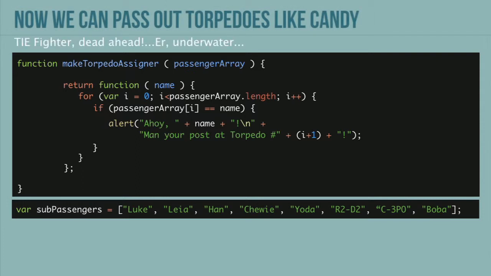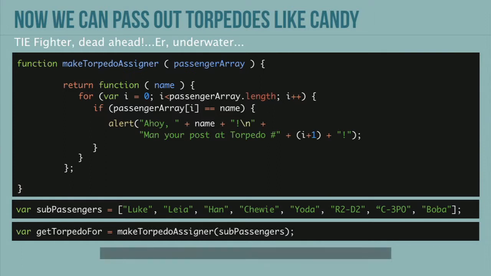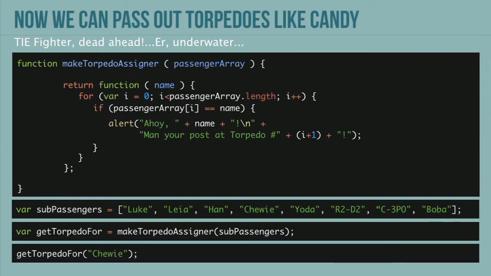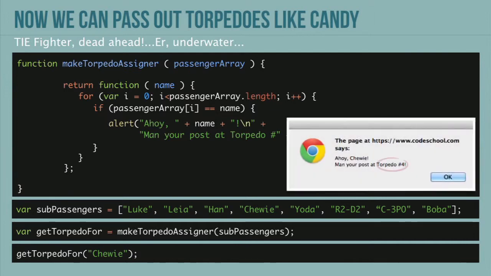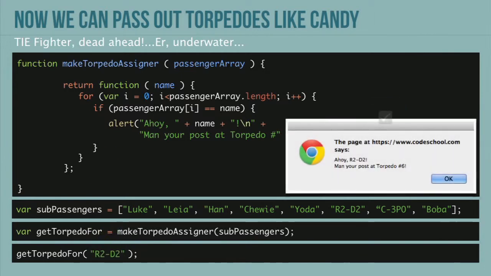TIE fighter dead ahead, but we're sort of underwater. Submarine. Anyway, so when we finally make our torpedo assigner, and then we pass Chewie to our getTorpedo4 variable, we'll get that Chewie has torpedo 4 just like we wanted. Additionally, we could call it again, but this time for R2-D2. And we should get that torpedo 6 belongs to R2-D2, and we do.